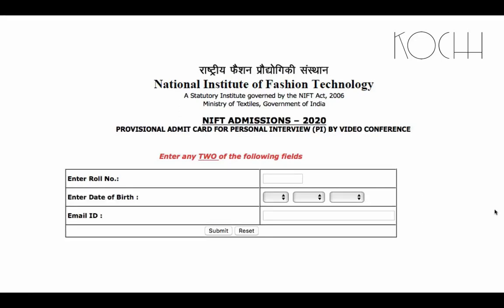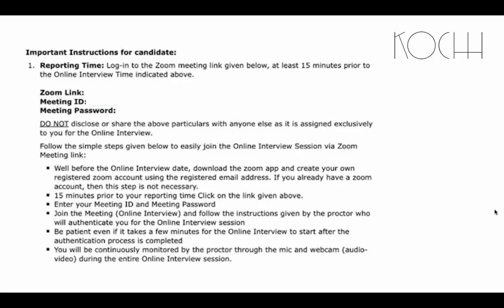Do not share the admit card copy with anyone, because the admit card has your official Zoom ID link and password which is required. So you need the Zoom app, which should be registered using your email address. Make sure that you sign in to Zoom using your registered email address also. Do not disclose this information to anyone. And you need to log in 15 minutes prior to your reporting time. Your reporting time is mentioned there. And you will enter the meeting ID and password which is available on your admit card.